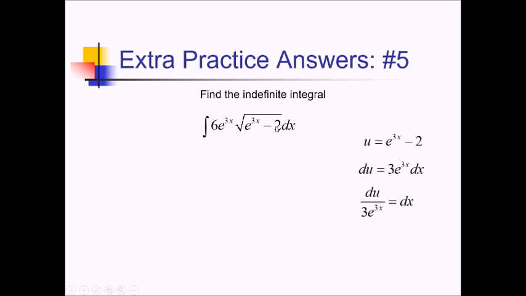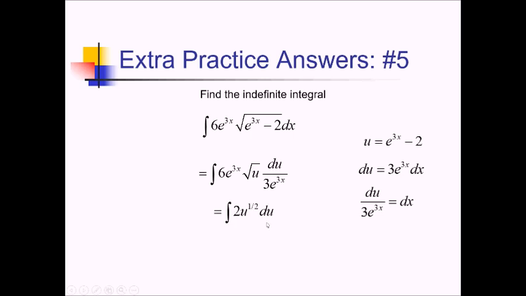And going back and replacing some things, we can write 6e to the 3x times the square root of u, and then instead of dx, we've got du over 3e to the 3x. The e to the 3x's are going to cancel out completely. 6 over 3 is just going to be 2, and I'm just going to rewrite this radical as an exponent.